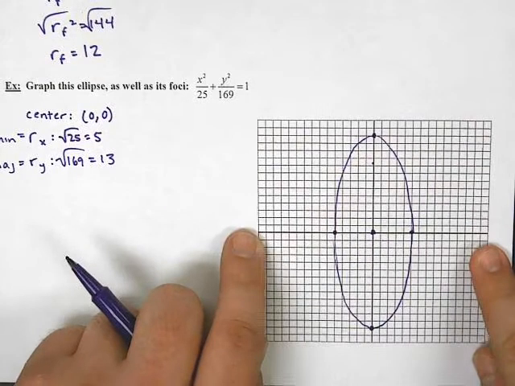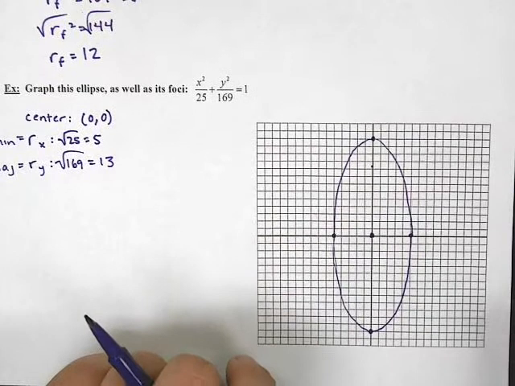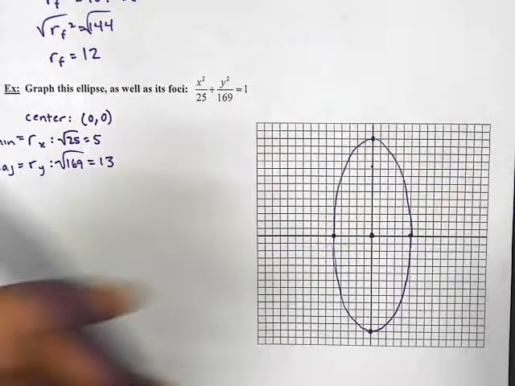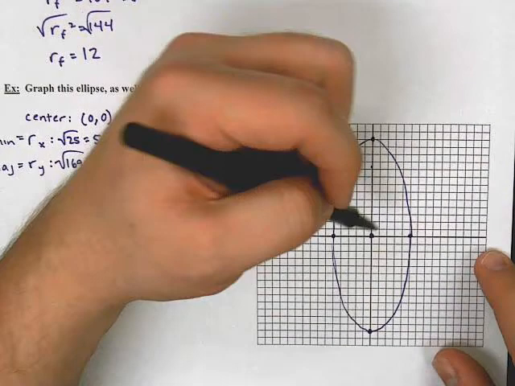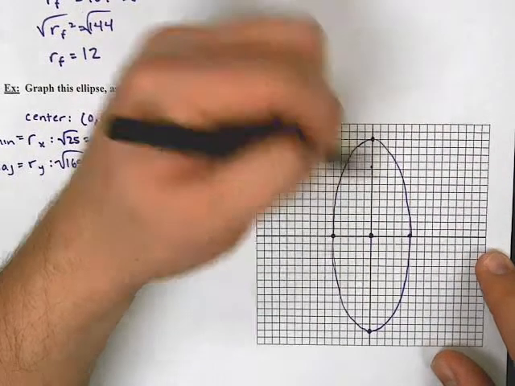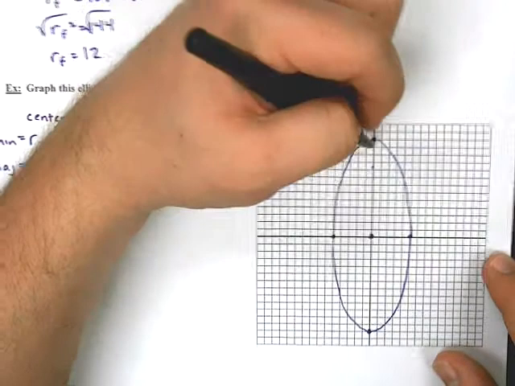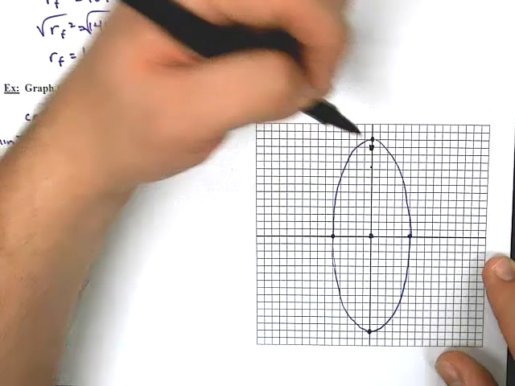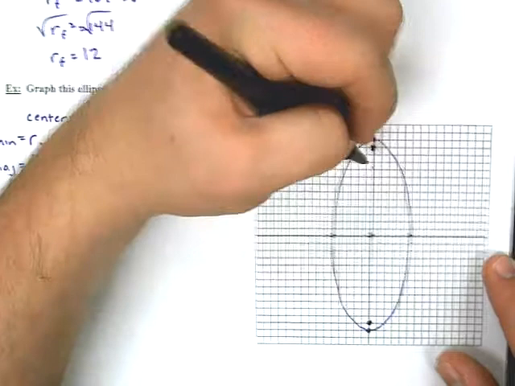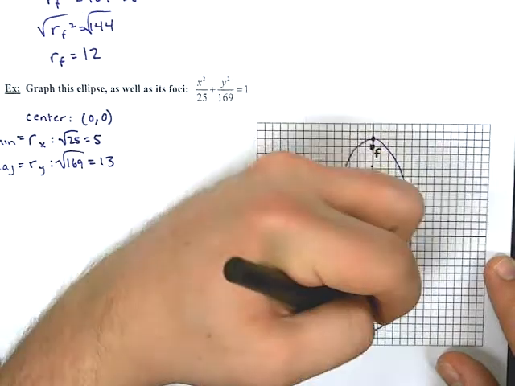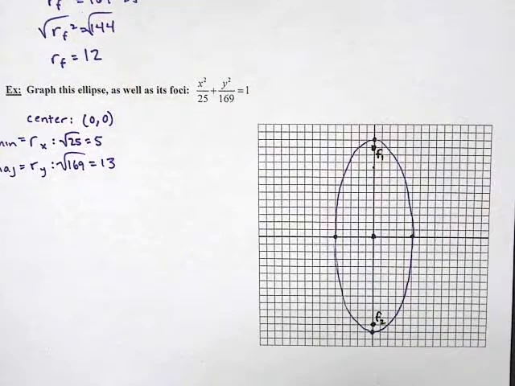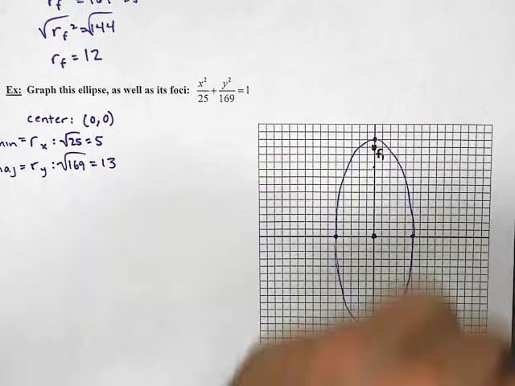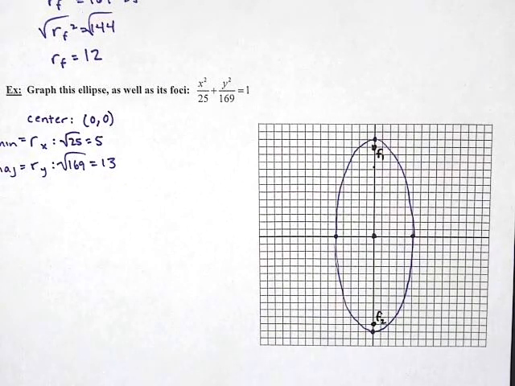Now, am I going to go 12 to the left or right? No. Our foci have to be within the ellipse, so I can plot them 12 units from the center. And I have to go up and down here because my major axis is the y-axis. So if this was 13, well then this is 12, and this is 12. And I can call this F1 and F2. Okay? So there's that. Hopefully we don't think that's too bad.